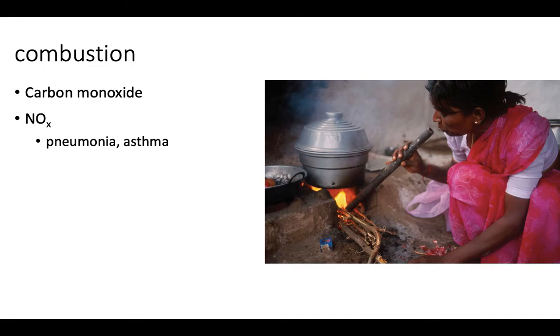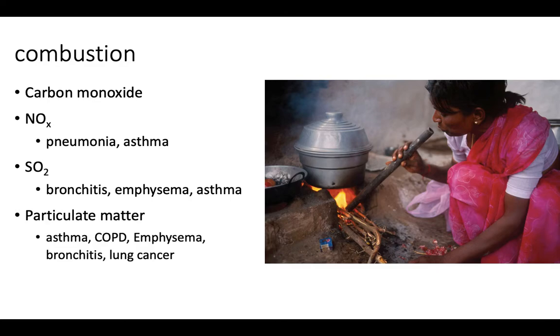It can produce nitrous oxide, which can lead to pneumonia and asthma. Sulfur dioxide, which can lead to bronchitis, emphysema, and asthma. Particulate matter, which can lead to asthma, COPD, or chronic obstructive pulmonary disease, emphysema, bronchitis, lung cancer, and also tobacco smoke from pipes or cigars or cigarettes. If you're ever asked to say what's a health impact from indoor combustion, asthma is always a great choice because it fits most of these categories. Meanwhile, pneumonia is only for this one, emphysema is only for these two, so just keep that in mind.